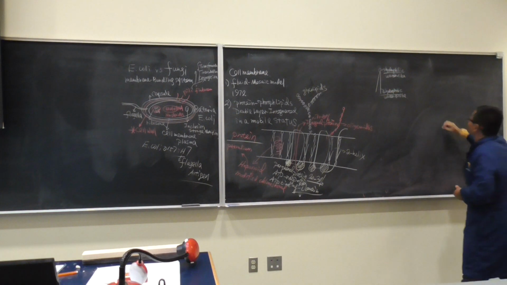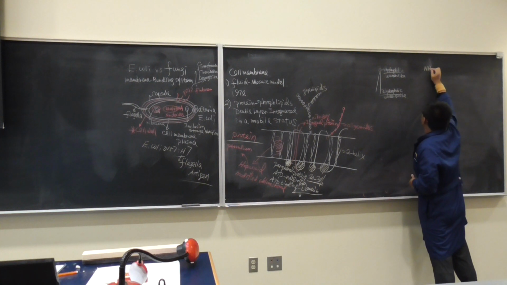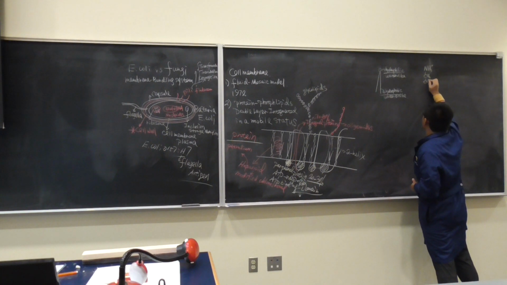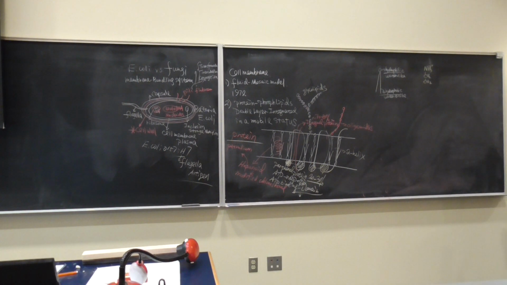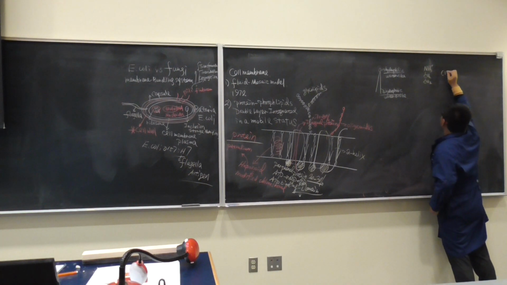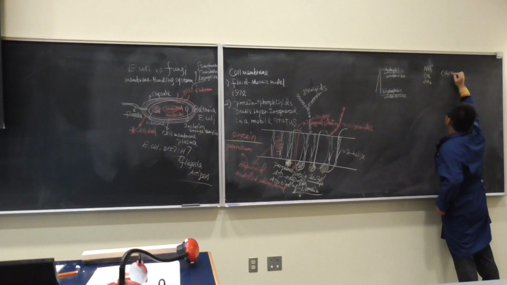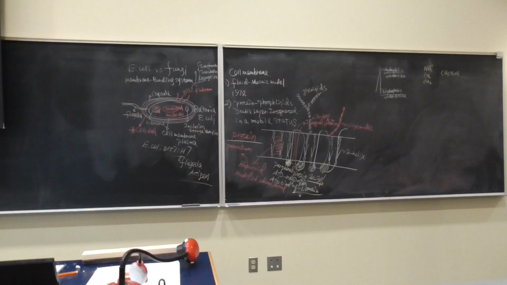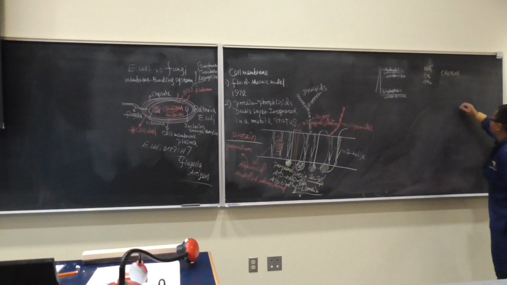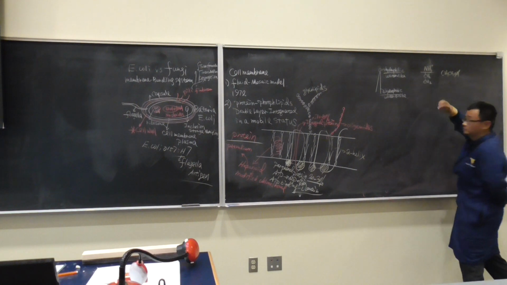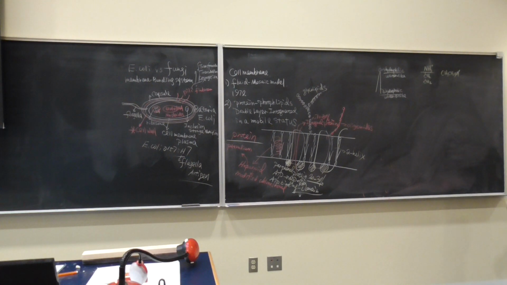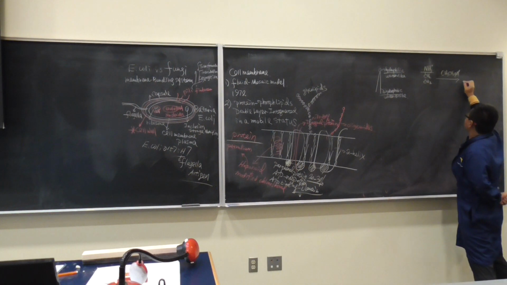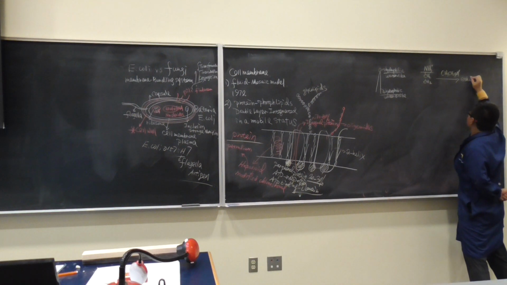What does the head look like? NH3, CH2, CH2. What is this one? What does CH3, CH2, OH look like? Alcohol, is that right? Yeah. I'm going to replace the alcohol with an amino group. What's the name of this guy? Ethanolamine.